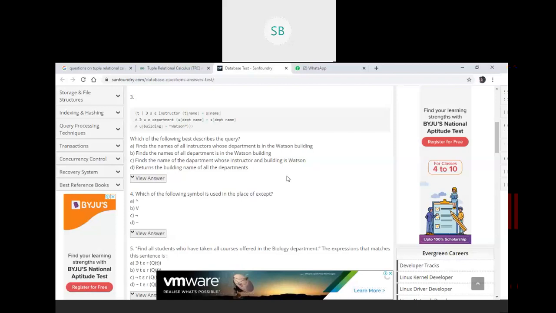Finds the names of all the instructors whose department is in the Watson building. Yes, it is option A. It finds the names, so it's very clear from here. So it's A: find the names of all instructors whose department is in the Watson building.